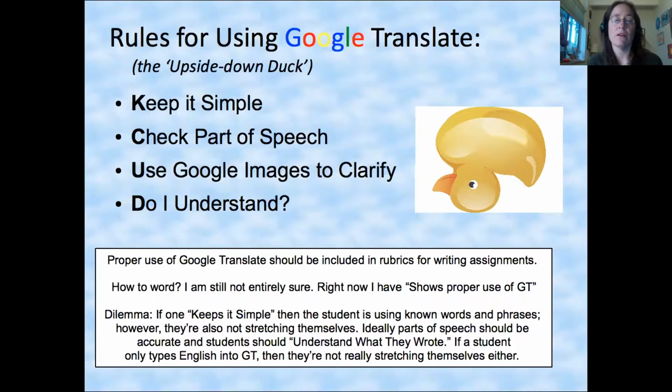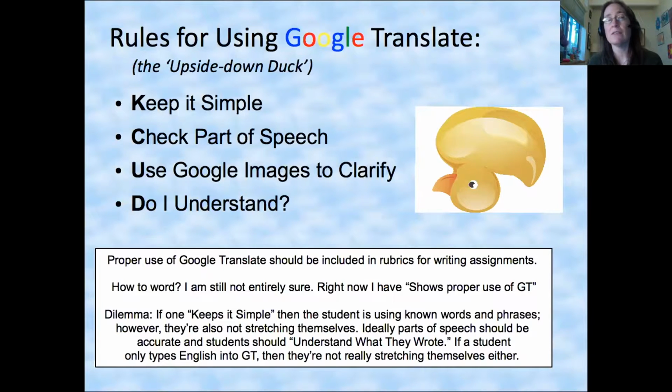And then the most important thing is I would ask students to reread their work and say, do I understand? And if they can't understand what they wrote, then they did not write it. And the kind of hanging question that I have for myself is how exactly to word this on a rubric. Proper use of Google Translate is kind of a generic term.